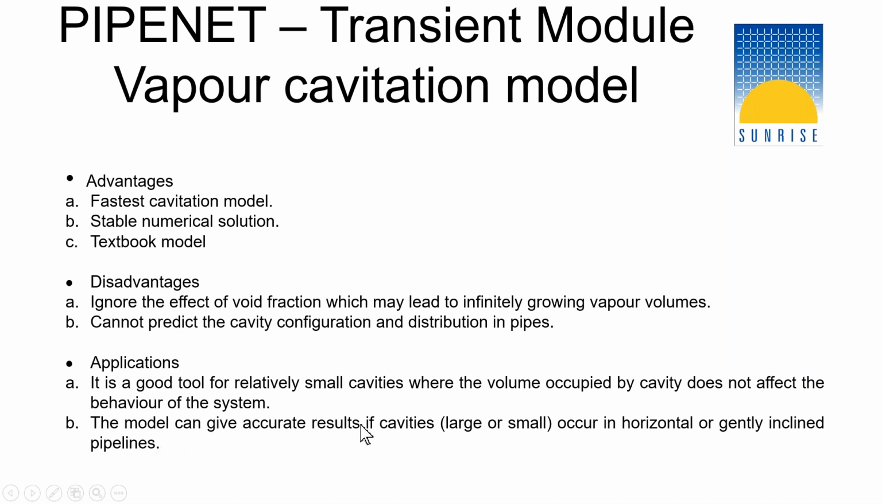The model can give accurate results if the cavity is large or small, occurring in horizontal or gently inclined pipes. Whereas, of course, if it's a small pocket of cavity, then you can use it in most cases, because the static head is not affected by the cavity. And that's a key point. The Wiley and Streeter model does not consider the static head effect, and that's why we have this limitation. But if it's a very small cavity, it's good enough in most cases.